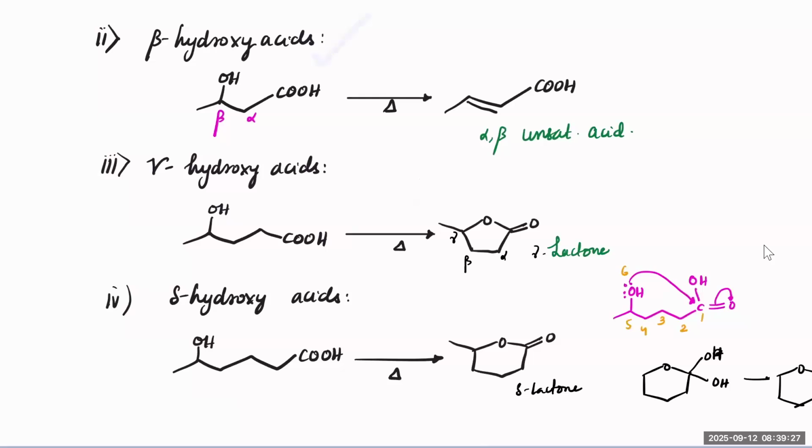If you have beta hydroxy acids, so here you can see beta hydroxy acid is present. If at all we heat that, this OH and H can be removed out and you will get a double bond here. That's how we can get alpha beta unsaturated acids. Next is gamma hydroxy acids. So you can see this OH and COOH. This could be removed out, converting into a cyclic structure. So which is gamma lactone.